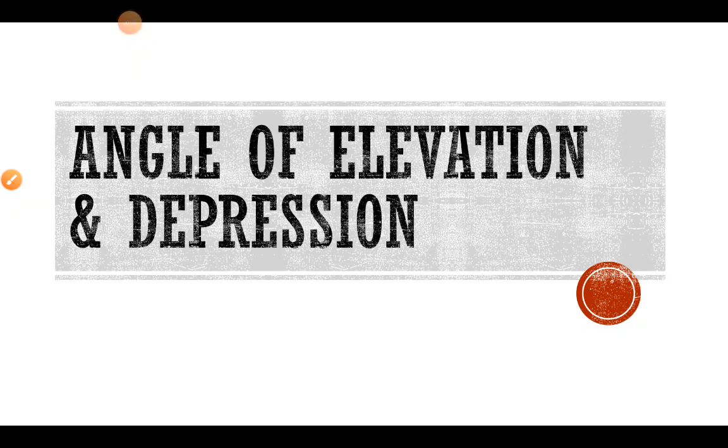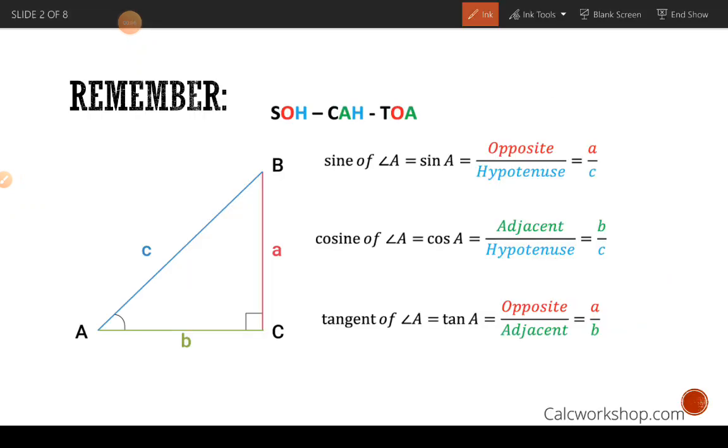Okay, in this video, we're going to talk about angle of elevation and depression within right triangles. As a quick review, we want to remember our SOHCAHTOA. SO stands for sine of the angle is opposite over hypotenuse. CA stands for cosine of the angle is adjacent over hypotenuse. And TOA is the tangent of an angle is opposite over adjacent.